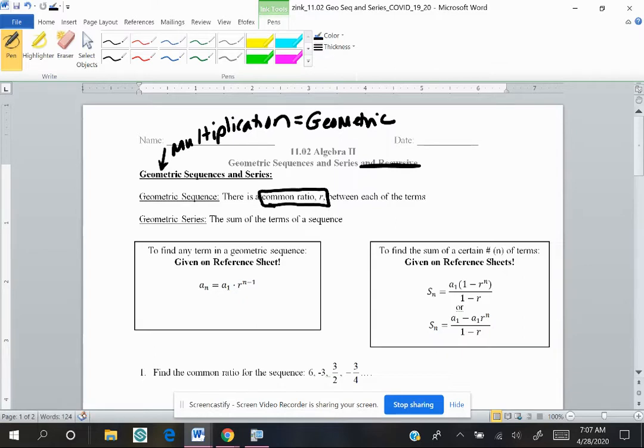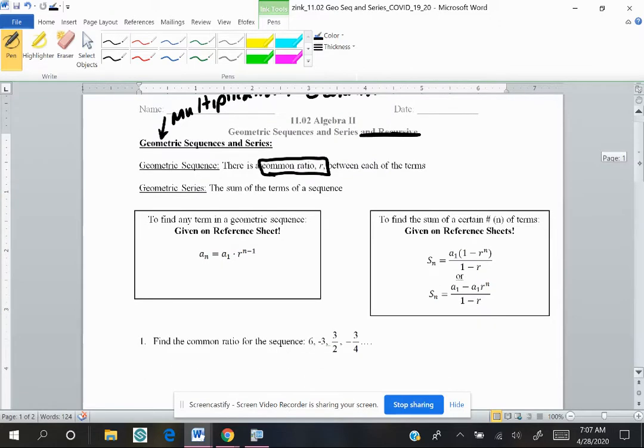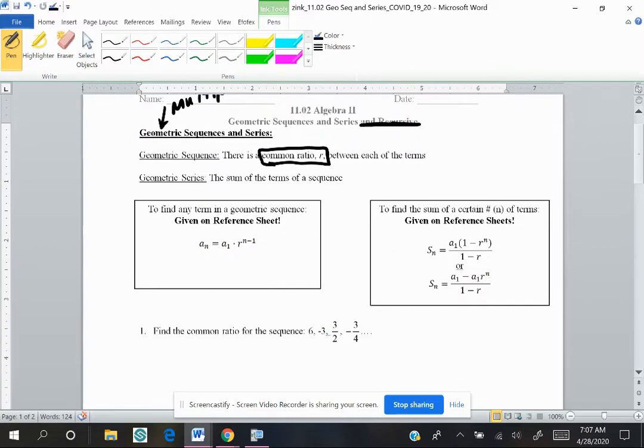So a geometric sequence means you have a common ratio. That's the number that you're multiplying the previous number by to get to the next. And a series is the sum of all the terms of a sequence. So you'll see plus signs between the numbers instead of commas. On the reference sheet, you're given both the formula for a single term and for a sum in these two boxes. You see those right here.